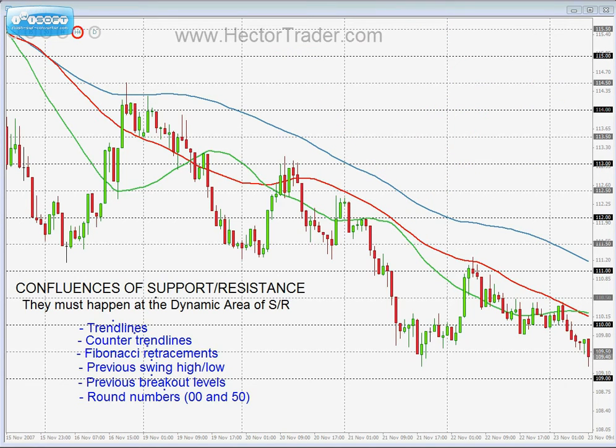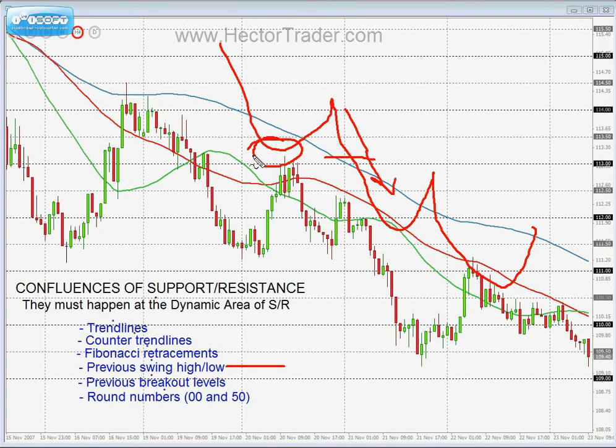Alright, the next one is the previous swing high and low. If we have a downtrend, as in this case, the previous swing high, swing low, once breached, is the concept of former support now working as resistance as price retraces back. So if this level worked as support, once breached, it should, or it might, work as resistance. The opposite holds true in an uptrend.